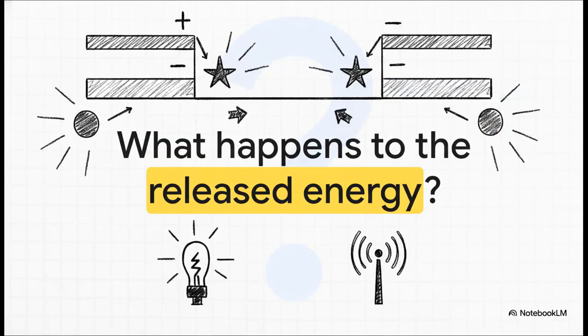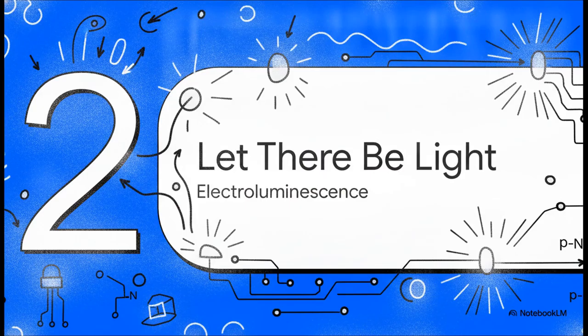So let's say we apply that forward bias, lower the wall, and let the current flow freely. The minority and majority carriers cross over and recombine. But that brings up a really critical question. What exactly happens to the energy that gets released during that recombination? Well, that brings us to section 2, let there be light, all about a phenomenon called electroluminescence.